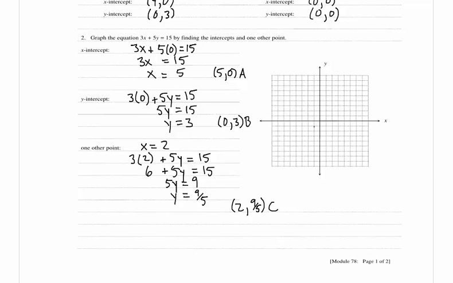So now we're going to graph these 3 points and draw a line. Point A is (5, 0), so we're going to go 5 units to the right from the origin. So we have point A. Point B is (0, 3), so we go 3 units up from the origin: 1, 2, 3. And now point C, we're going to go 2 units to the right and 9/5 up. And 9/5 is 1/5 shy of 2. So we're going to put C right there. And now we're going to draw a line.